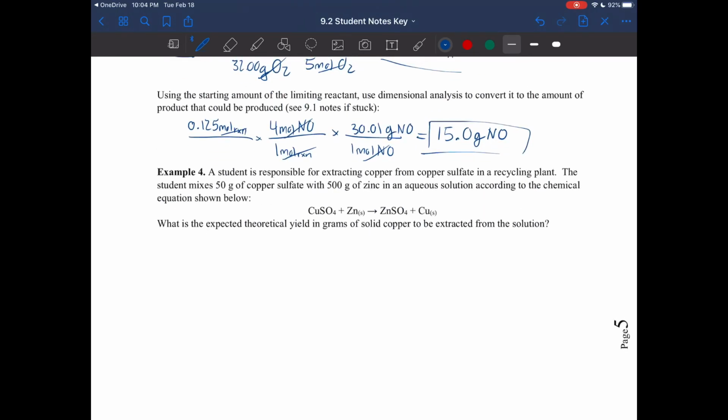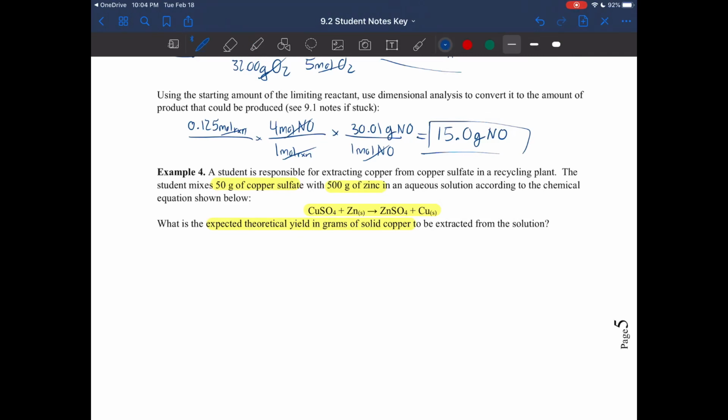A student is responsible for extracting copper from copper sulfate in a recycling plant. Okay, big responsibility. The student mixes 50 grams of copper sulfate with 500 grams of zinc in an aqueous solution according to the chemical equation shown below. It looks like CuSO4, copper sulfate, plus Zn, zinc, makes zinc sulfate, ZnSO4, and solid copper, Cu. What is the expected theoretical yield in grams of solid copper that can be extracted from the solution?